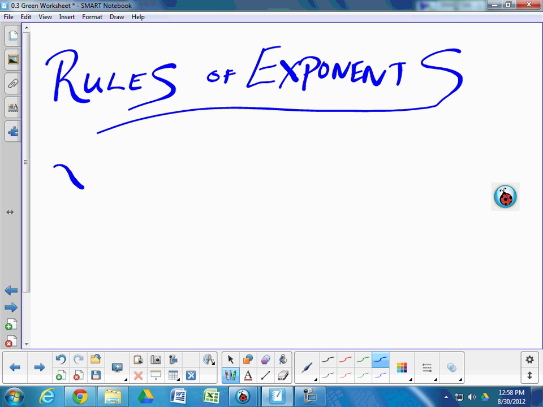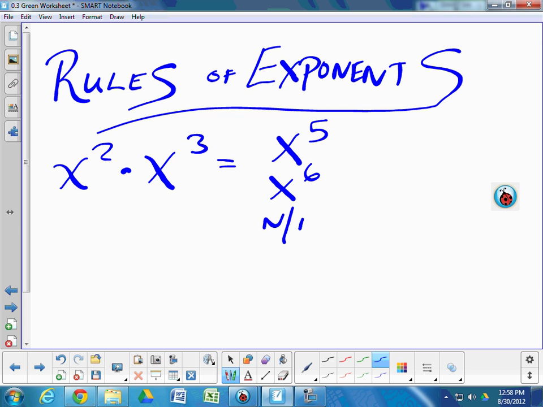Okay. So we have x squared times x cubed. What does it equal? X to the 5, x to the 6, or none of the above? X squared times x cubed.